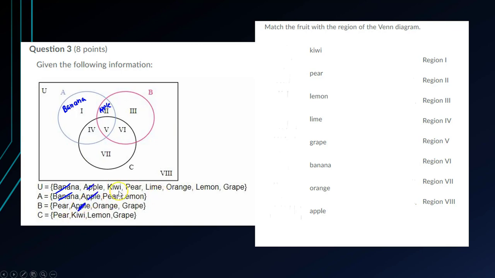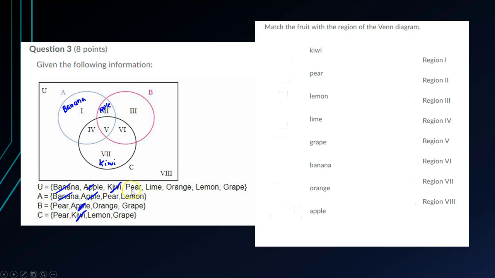Kiwi is next. If you look at kiwi, kiwi is not in set A, it's not in set B, it's only in set C. So in set C only, it means that it's not going to be in any of these regions here because these are going to be in A or B or even both. So kiwi would end up being down there.